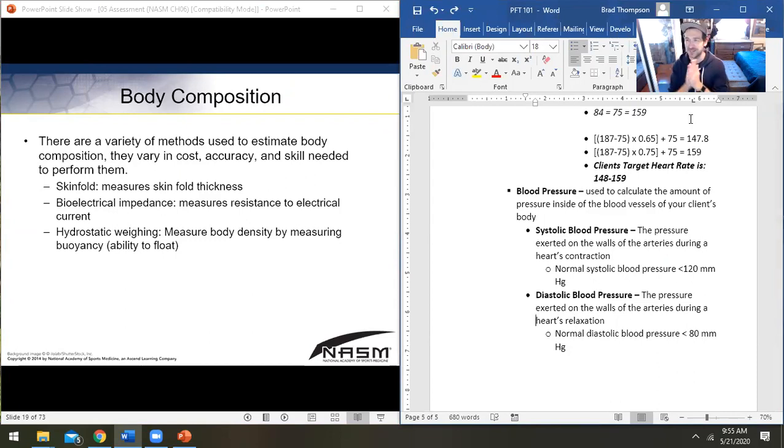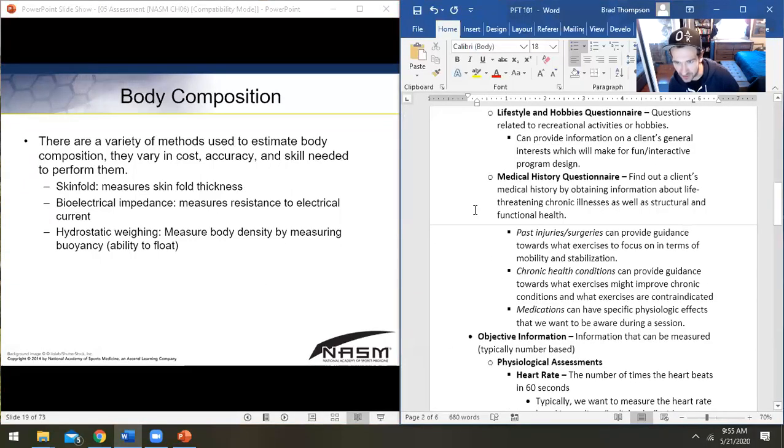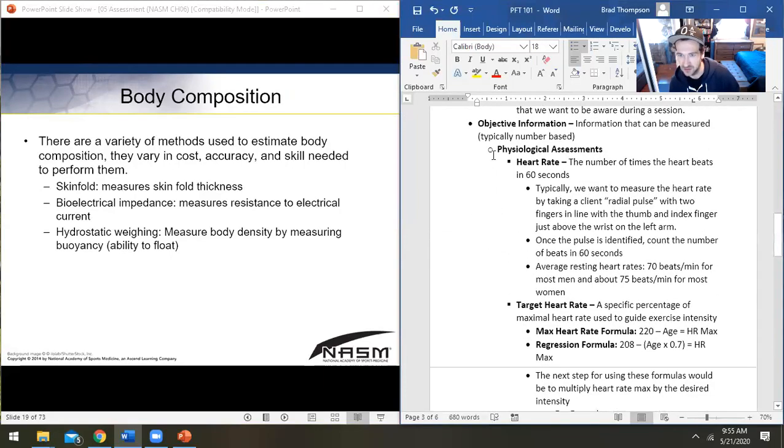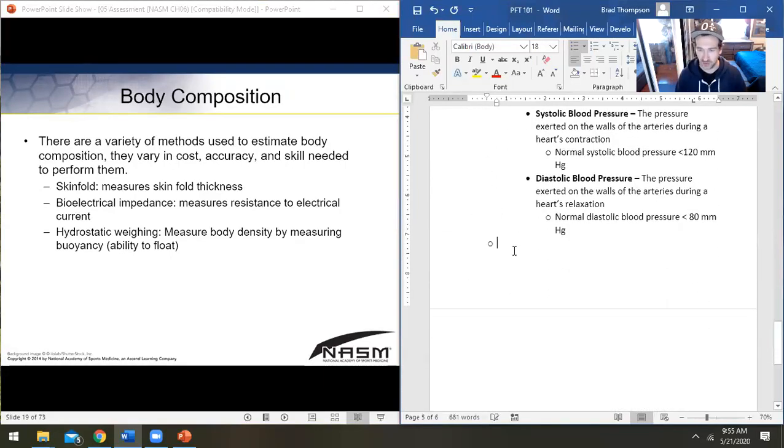Let's look at body composition. All right, so body composition assessments. This is our next big category here. Okay, so body composition assessments.